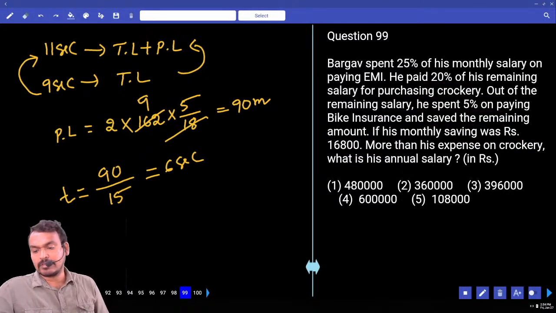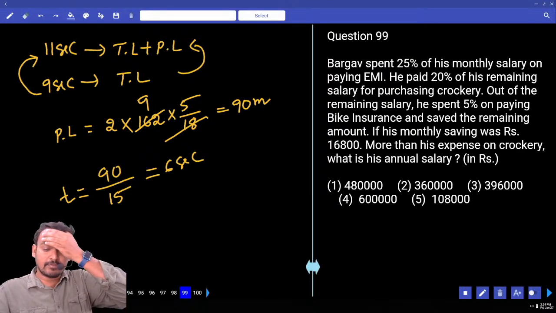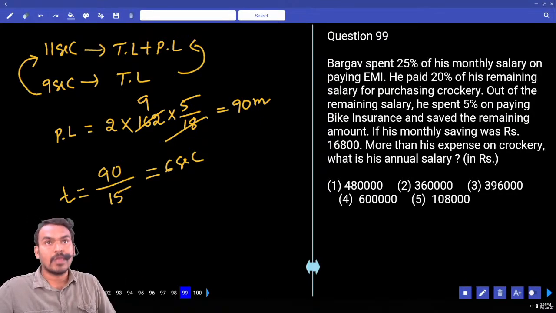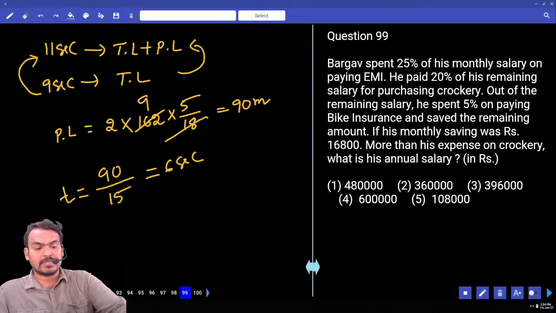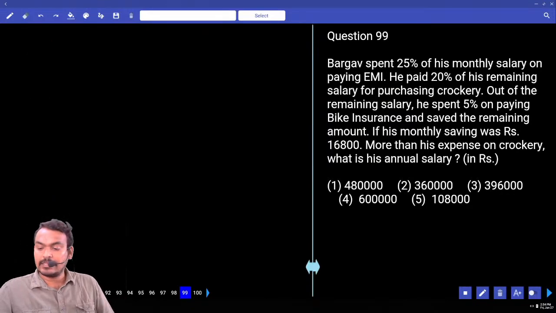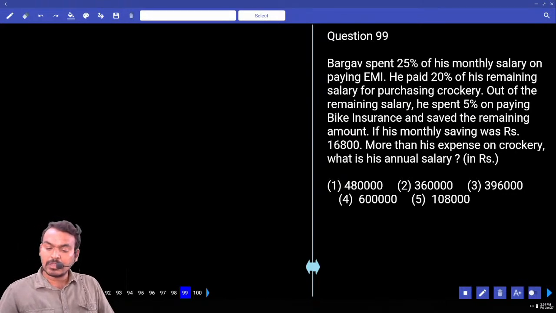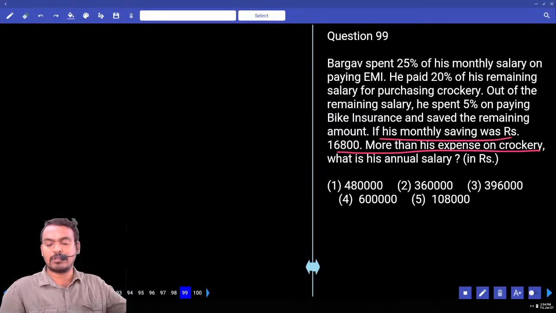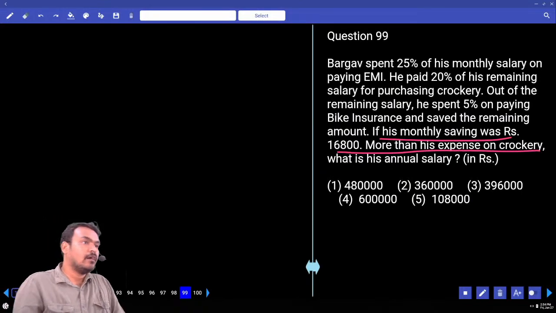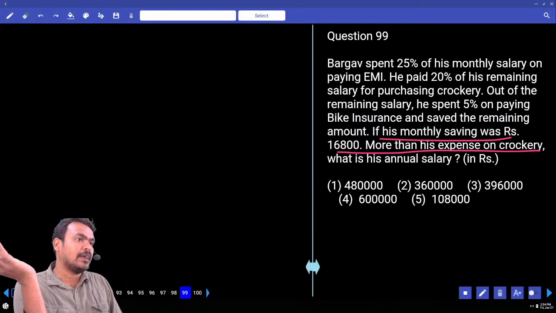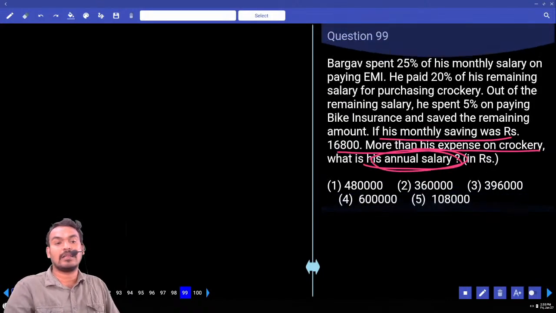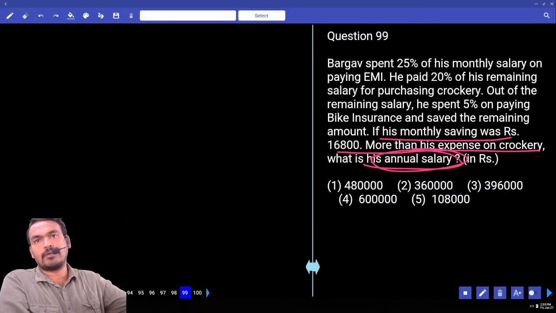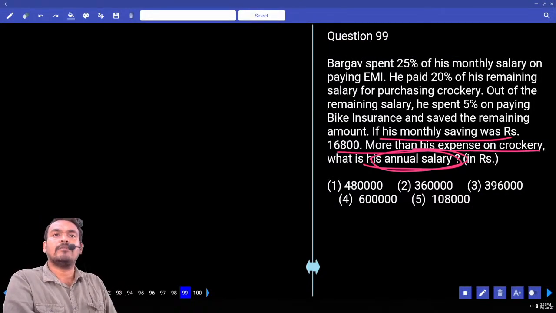Bhargav spent 25% of his monthly salary on paying EMI. He paid 20% of his remaining salary for purchasing the crockery. Out of the remaining salary, he spent 5% on bike insurance and saved the remaining amount. If his monthly saving was 16,800 more than his expenses on crockery, means 16,800 is the difference between savings and crockery. Suppose we consider monthly salary as 100%. What is the question here? Annual salary or monthly salary? Annual salary. First we need to identify the monthly salary. After that, multiply by 12.